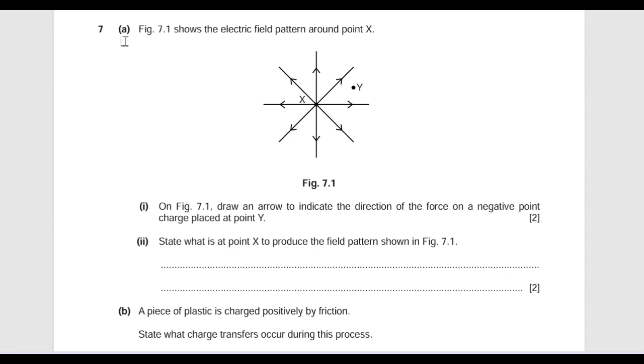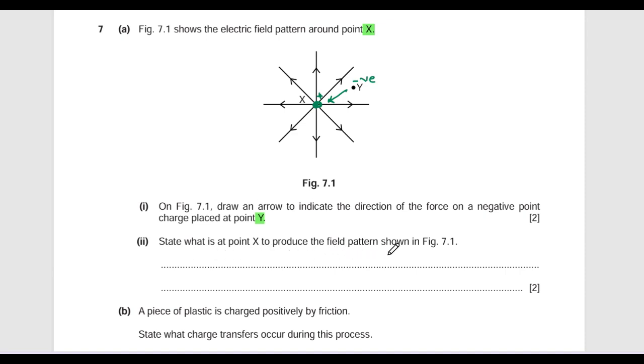Question number 7 says figure 7.1 shows an electric field pattern around point X. On figure 7.1, draw an arrow to indicate the direction of force on the negative point charge placed at Y. So this is a positive charge and this is a negative charge at point Y, and we know the patterns are outside, so it's a positive charge, and this will attract this negative charge towards its center. So this is the direction of force on this negative charge.